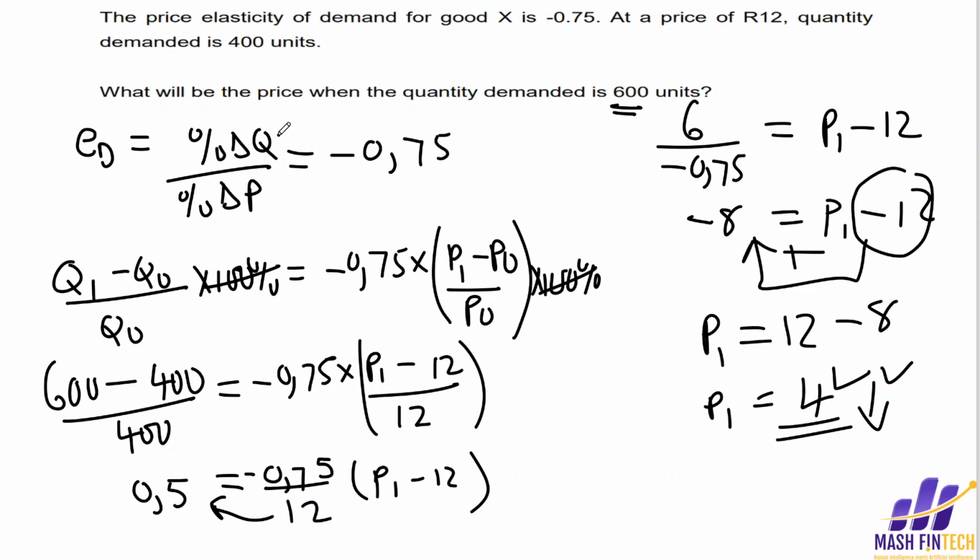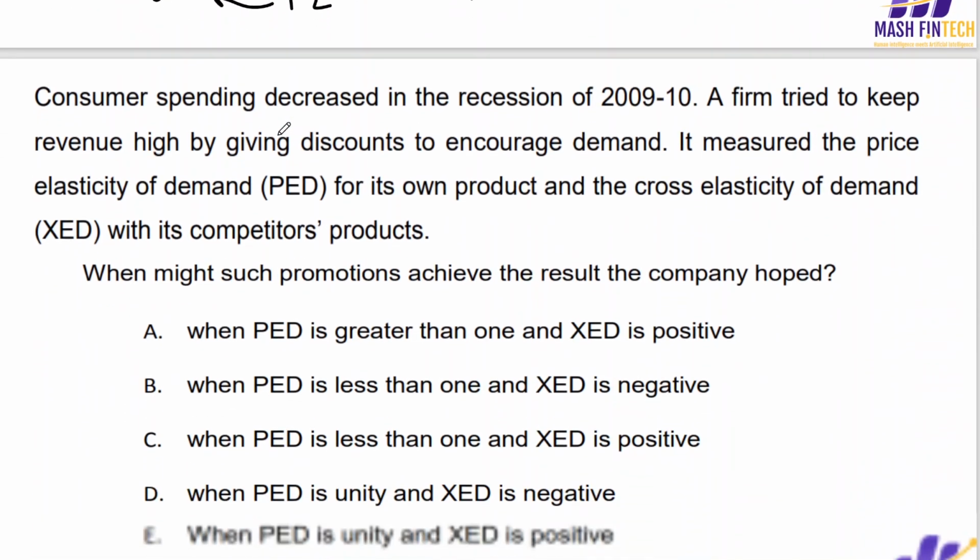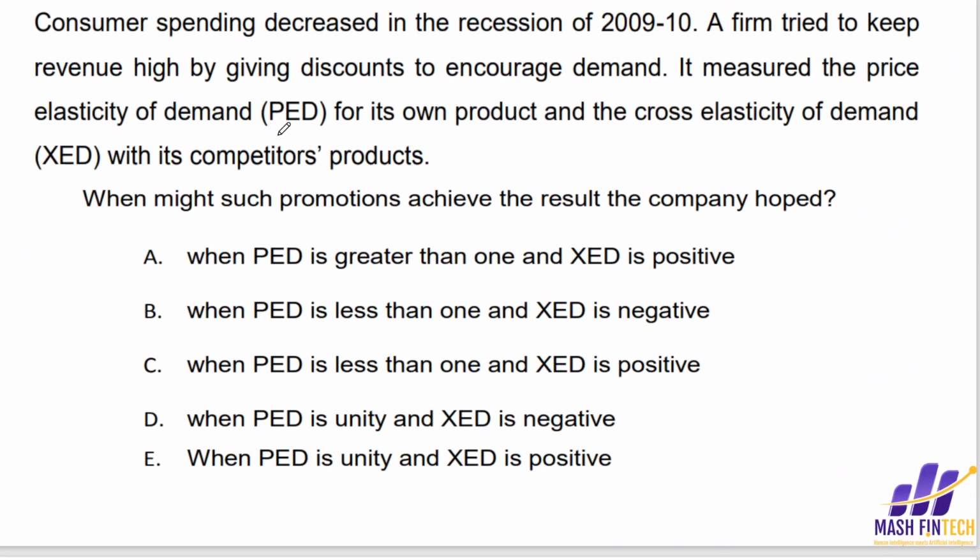All right, let's go on to the next one. Consumer spending decreased in a recession, 2009-2010. A firm tried to keep revenue high by giving discounts to encourage demand. It measures the price elasticity of demand for its products and the cross elasticity of demand with other products. When might such promotions achieve the results the company hoped for?